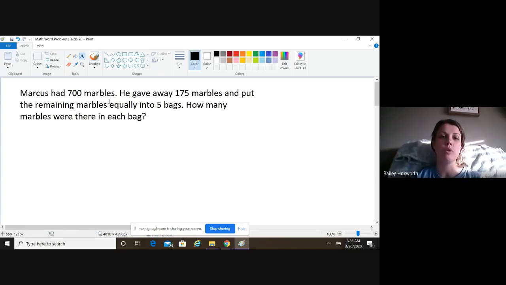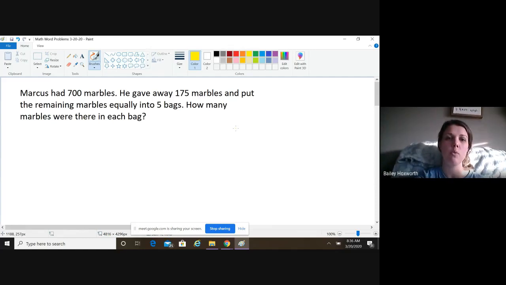Marcus has 700 marbles. He gave away 175 marbles and put the remaining marbles equally into 5 bags. How many marbles are in each bag? So let's highlight some keywords here. Gave away is a good keyword. Remaining, equally, each. Okay. And then let's circle my numbers.